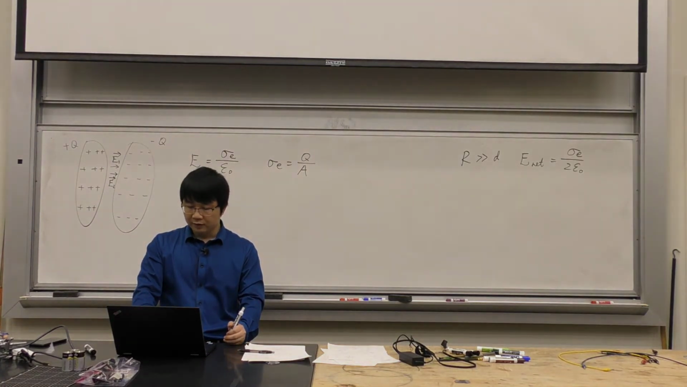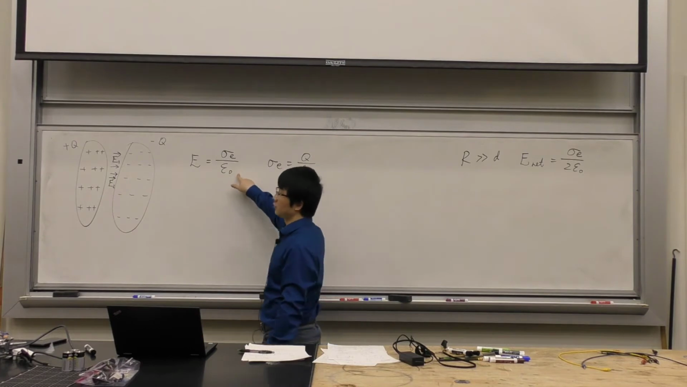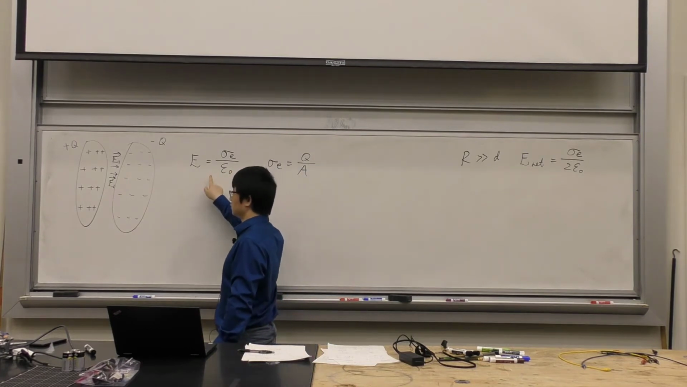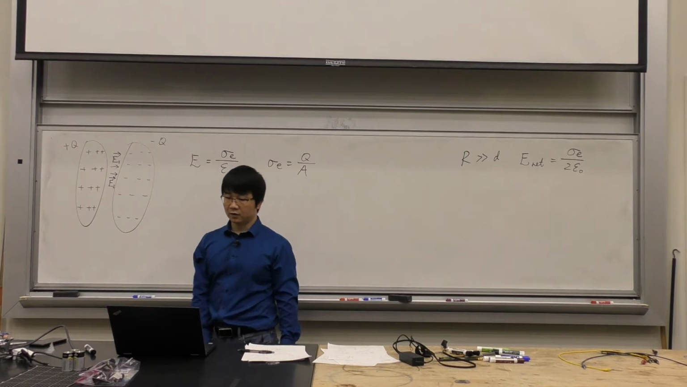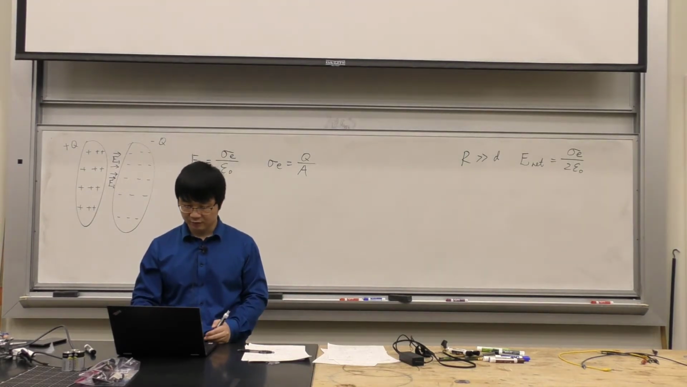Okay, so that's what we did last. Now let's take a look at an example. This equation is going to be given on the test. You don't need to worry about memorizing this equation, right? This is the equation for parallel plate capacitors. We call them parallel plate capacitors, okay?